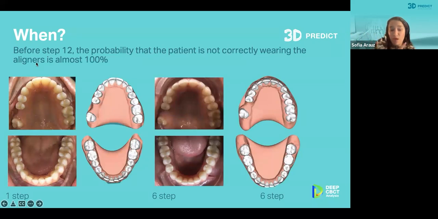So again, if an aligner is not fitting, and also if the refinement is needed before you get to step 12, it's most likely due to compliance. It's not anything that you're doing, it's not an issue of the aligners, it's patient compliance. In these pictures, we can see this was step 1 and this was step 6 of this patient. And in the first 12 aligners, which is usually expansion and torque, there are really not many difficult movements that should be reflected there.